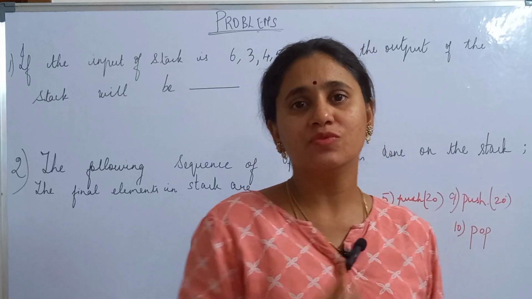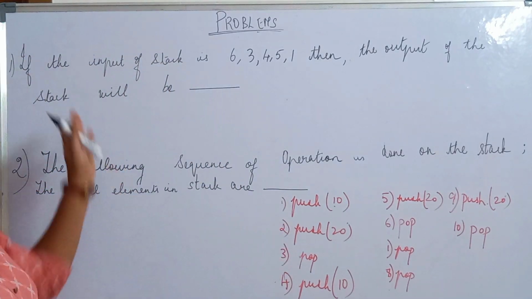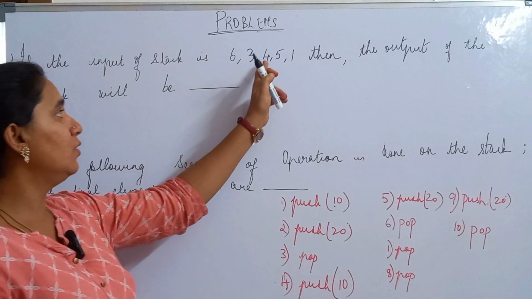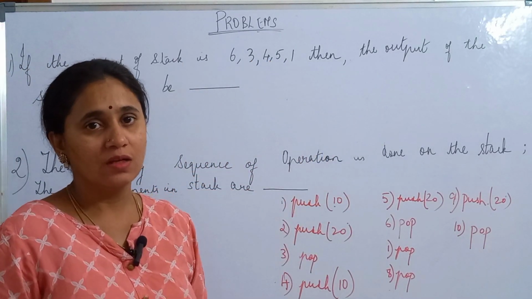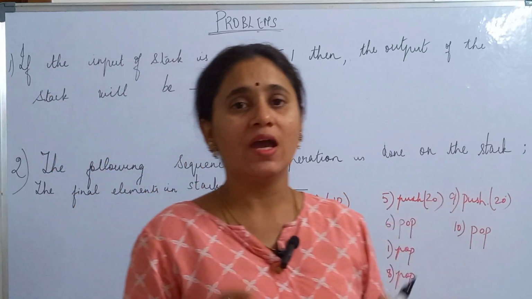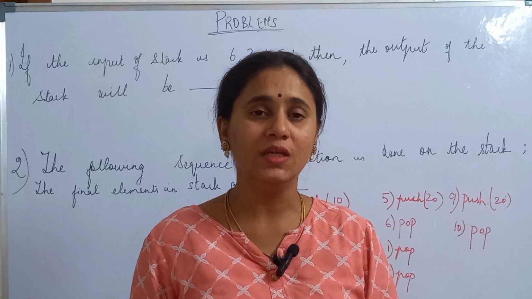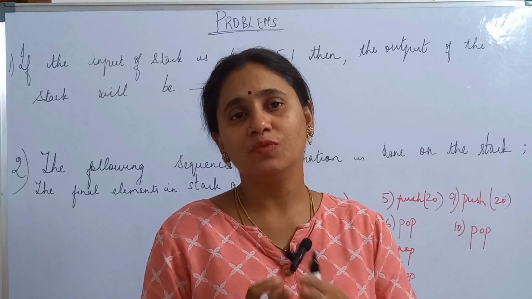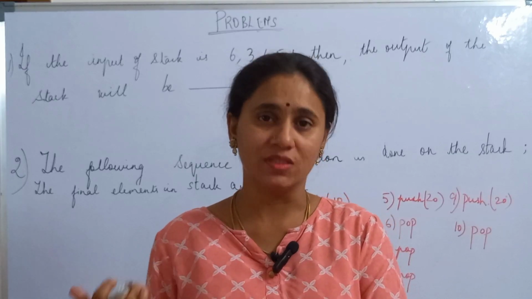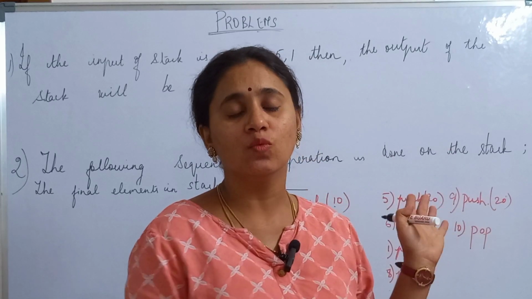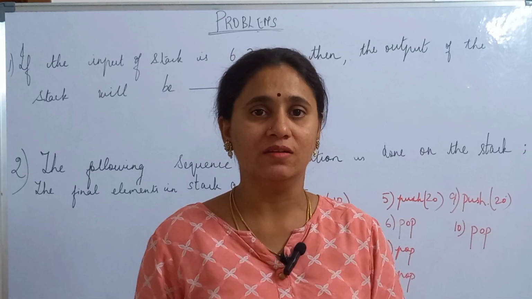Now we shall proceed with the problem. This is the first problem. The input of the stack is 6, 3, 4, 5 and 1. Then what is the output of the stack? Before discussing, you should have a clear recap of how a stack data structure works and its meaning. If you have any doubt, better go to the previous sessions I have discussed and then come back and watch this video, so you will have clear knowledge and idea.